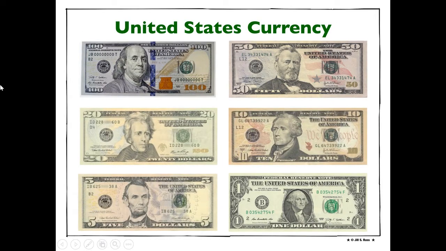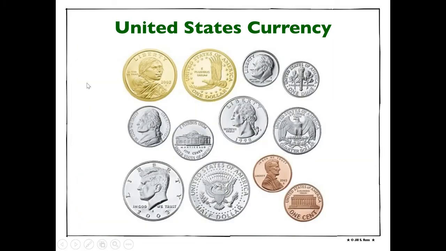Here are some pictures of our coins, or of our dollars, of our currency. So you can see there is a different president on the front. Except for the $1 bill, all of their faces are much larger, as well as the amount of money. And here are our coins. We have a half dollar, quarters, dimes, nickels, pennies, and the $1 coin.